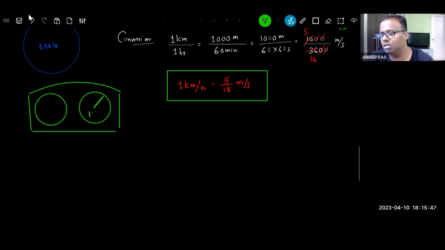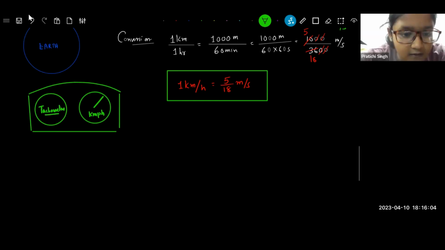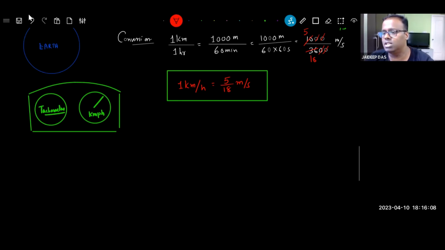On the right-hand side, it will always be written in KMPH, unless and until you are in US, where it will be written in MPH, miles per hour, okay? Otherwise, it will be always in KMPH. And on the left-hand side is basically the tachometer, that RPM. We will see later. That is to see the RPM of the engine. This is not our consideration. Our consideration is this right now.